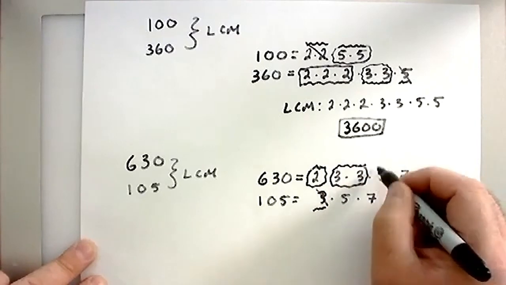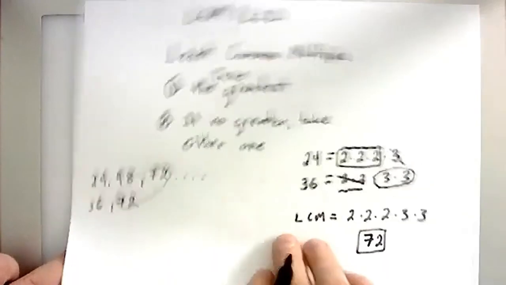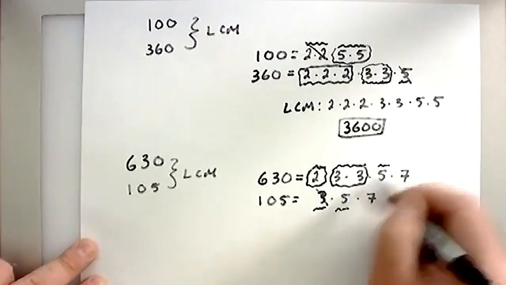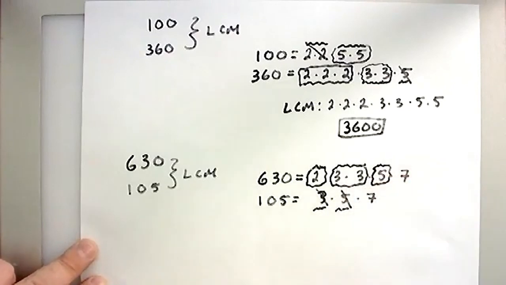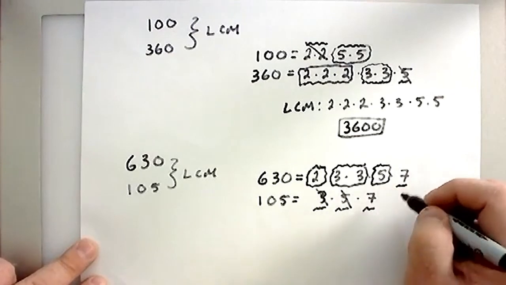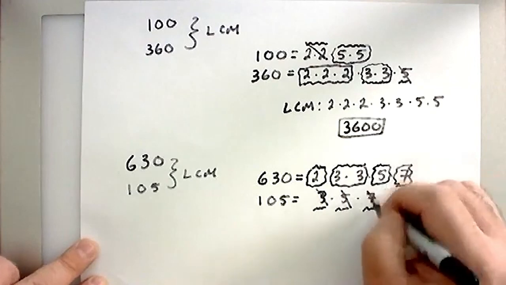Now, here we have the choice between 1 5 and 1 5. And this is what I meant, again, when I said, if there are no greater, take either one. 1 5 and 1 5, neither one of those is greater, so just pick one. It doesn't matter which one you take. They're the same number. Here we have the option between 7 and 7. Again, neither is greater. 7 and 7, they're equal, so just take one. It doesn't matter which one.